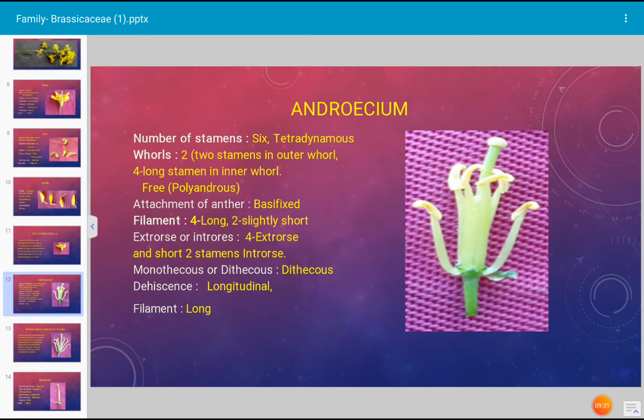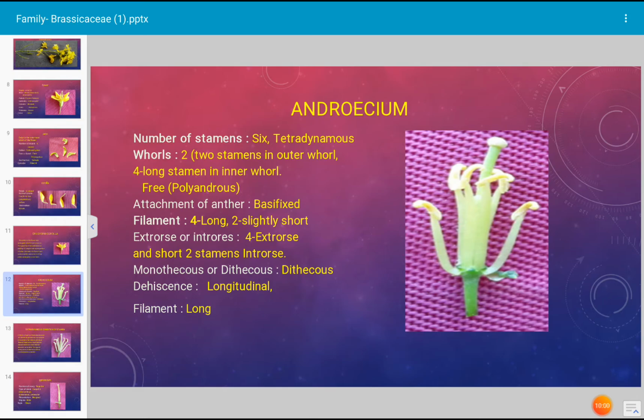How is the attachment of the anther to the filament? It is basifixed, at the basal region of the anther the filament is attached, so it is basifixed. There are 4 filaments that are long and 2 slightly short, as I already told you. And how is the anther? 4 anthers are extrorse.